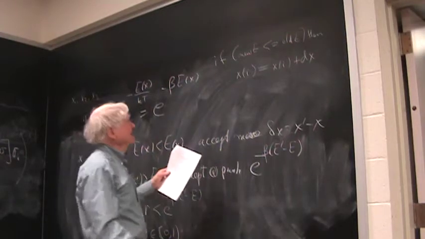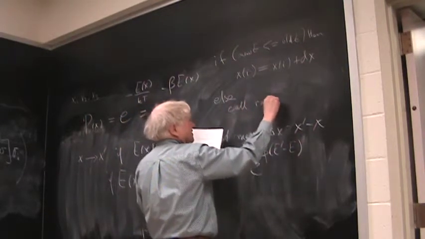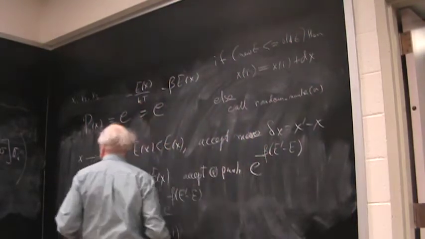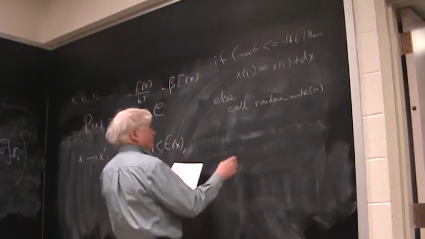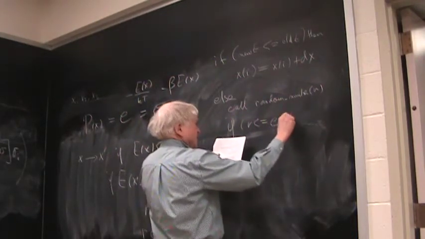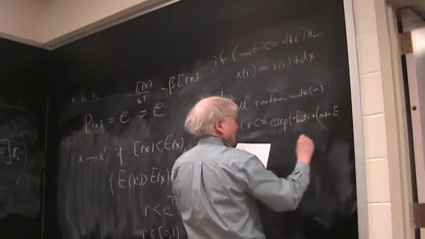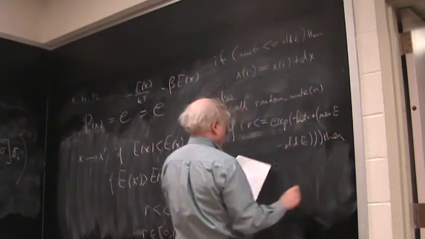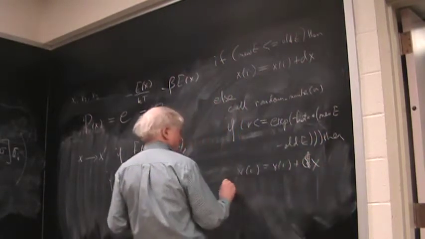x is x plus dx, else call random number of R, so that gets you the random number R. Anyway, so you say, if R less than or equal to exp of minus beta times new E minus old E, I ran off the punch card, then accept, and then you say x_i is x_i plus dx. End if.